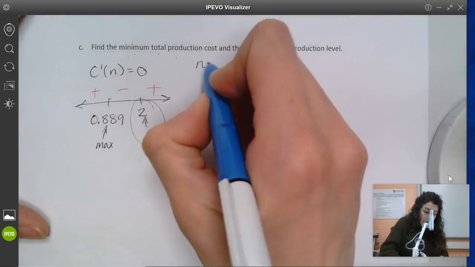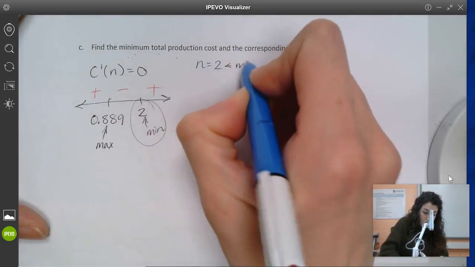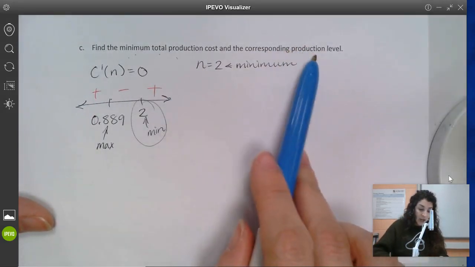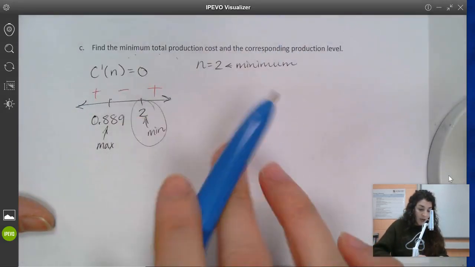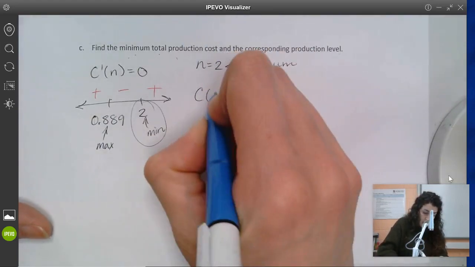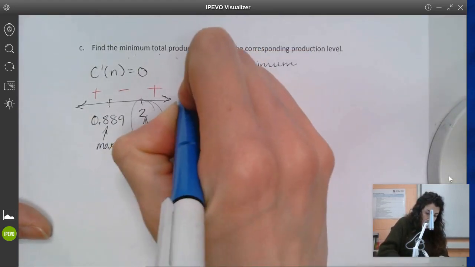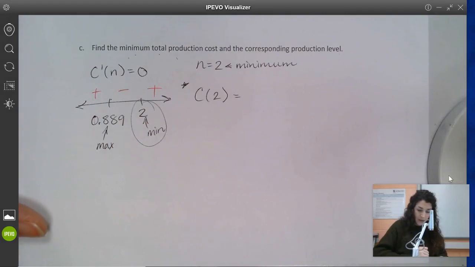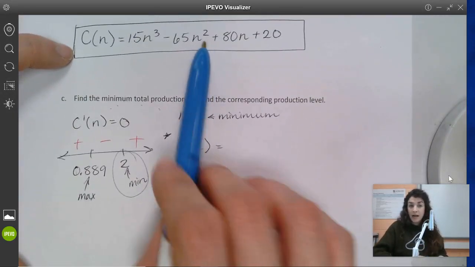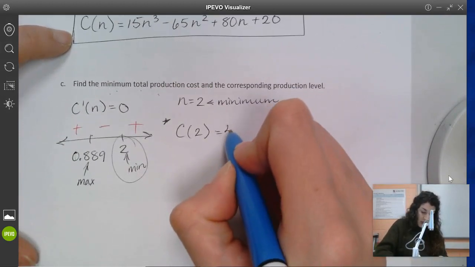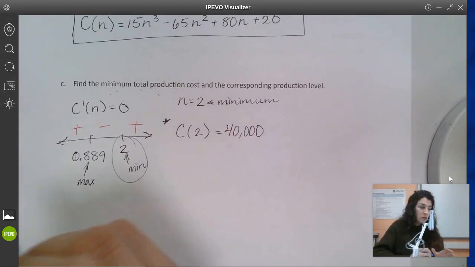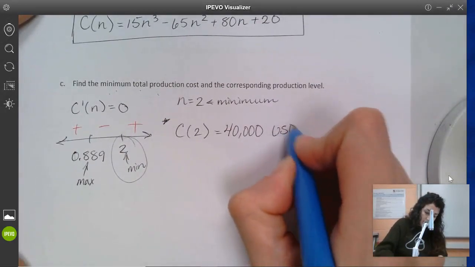So since n equals 2 is where your minimum occurs, we just need to find the production cost. So that means that we need to do C of 2. Go ahead and find C of 2. Plugging in 2 to your function that we found up above, you should get 40. You get 40, which is in thousands, so it's 40,000 US dollars.